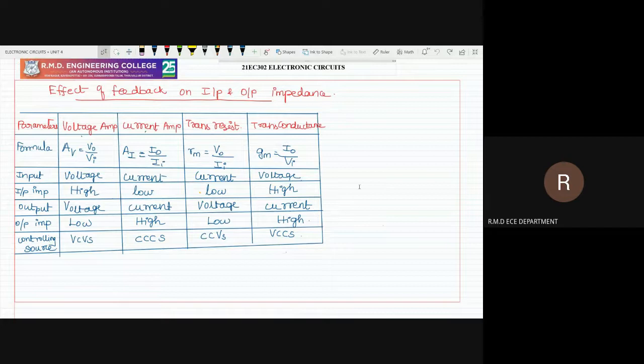Welcome students. Today we are going to discuss unit 4 in electronic circuits, feedback amplifiers and oscillators. In that we have particularly picked one topic called effect of feedback on input and output impedance.